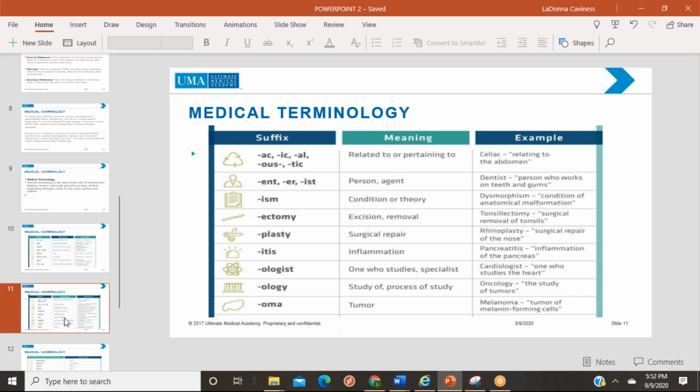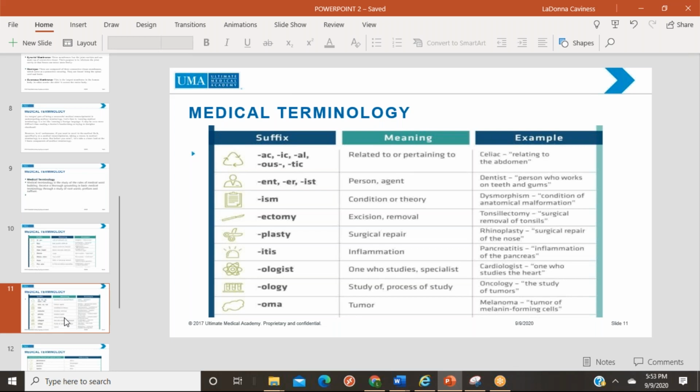Sometimes these terms can be tongue-tying, but you just break it all down. So when we talk about ectomy, a good example would be a tonsillectomy, right? And that is essentially ectomy. The meaning is essentially to excise or excision or removal. What about plasty? Surgical repair, rhinoplasty would be an example of that, right?